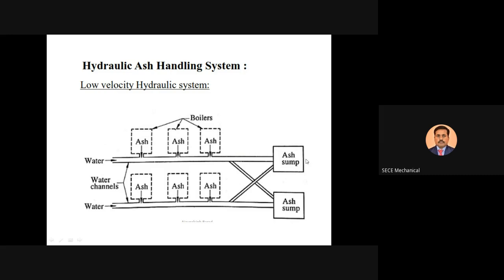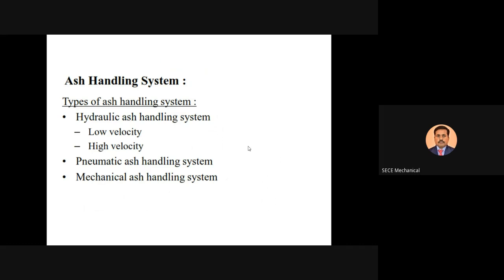In the sump area, all the water and ash is a mixed slurry. It is in the form of a slurry. That is stored in the sump area, and finally it is disposed through some water channel or water canal, where it is disposed. So these are the three different types of ash handling systems used in a coal-fired steam thermal power plant: mechanical, hydraulic, and pneumatic.